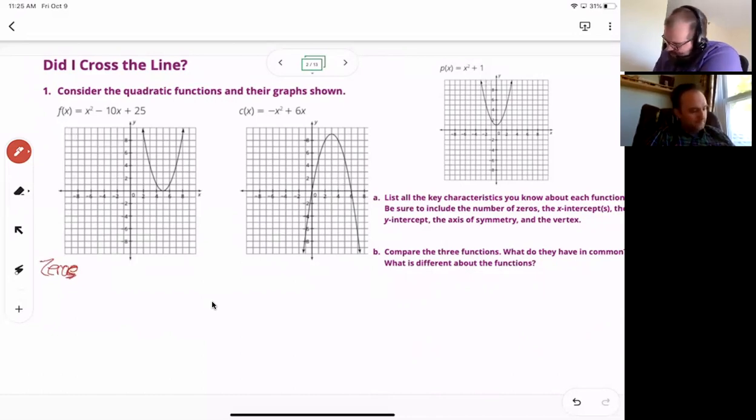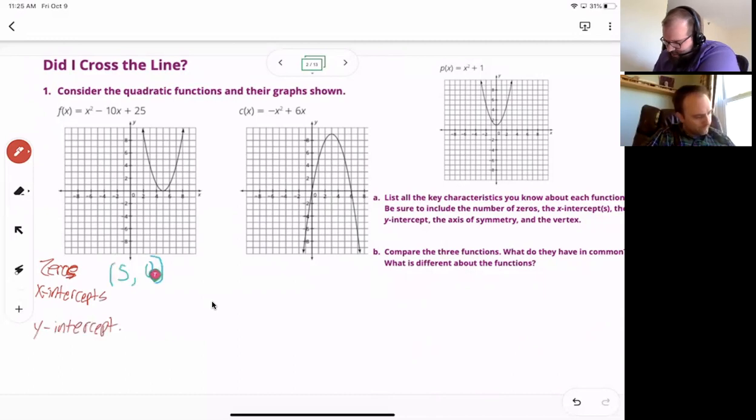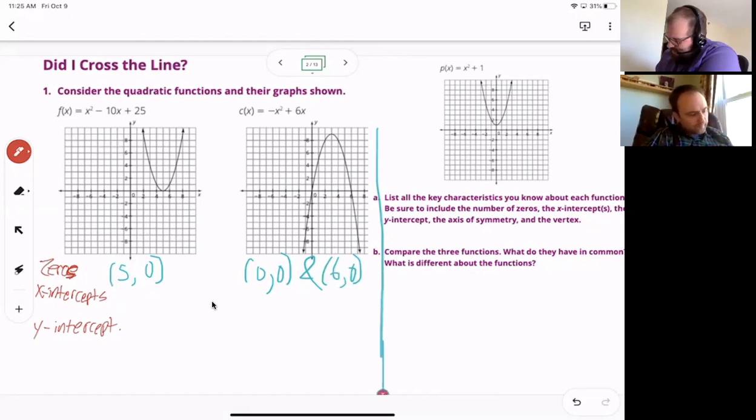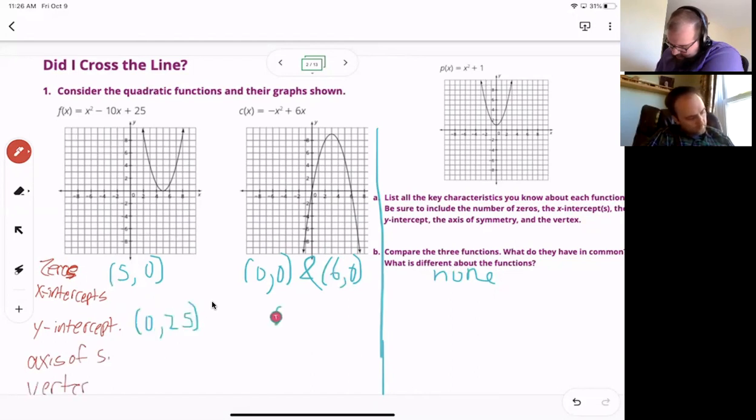So we're looking for zeros. You can spell with me, I think. X-intercepts, I'm going to put those real close together. Y-intercept. Why'd you put those close together? Because zeros and x-intercepts are synonyms in terms of how we look at them. Yes, it is exactly that. Y-intercept, axis of symmetry, and then the vertex. Vertex, there we go.